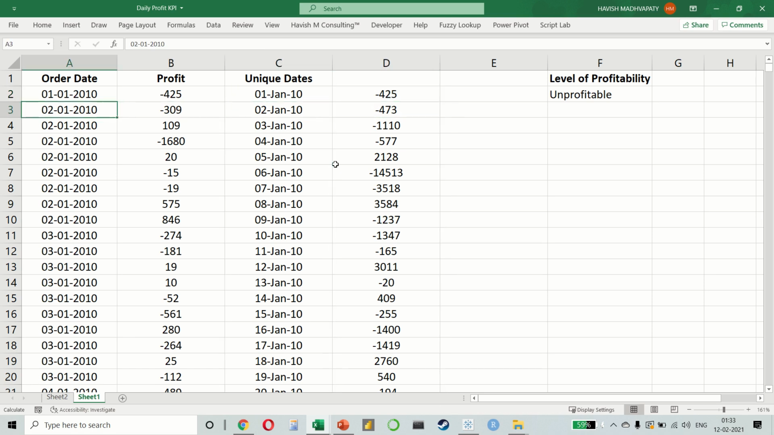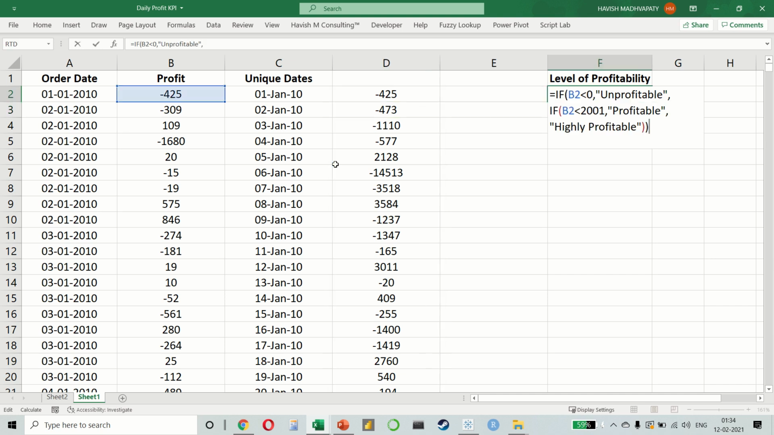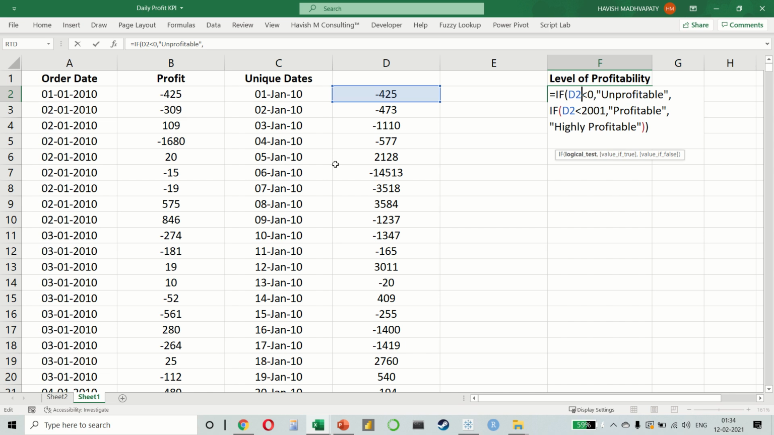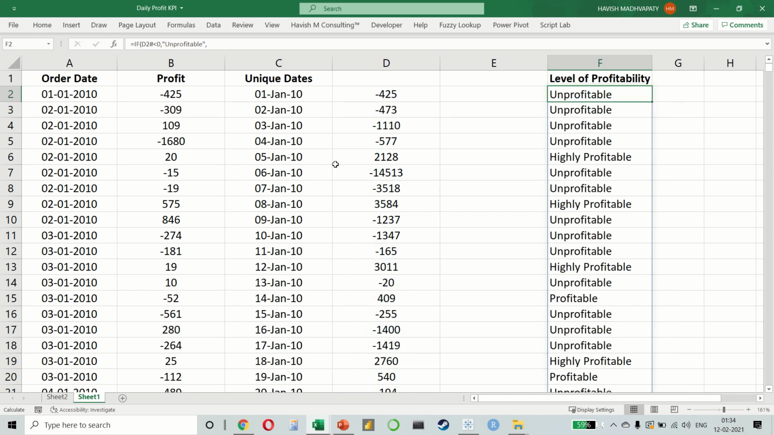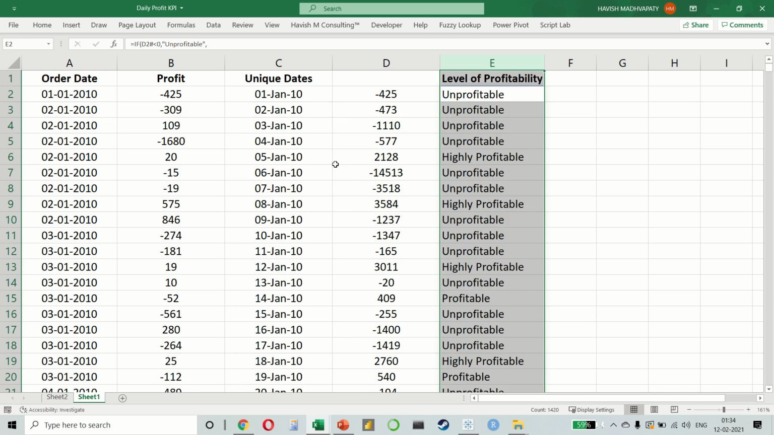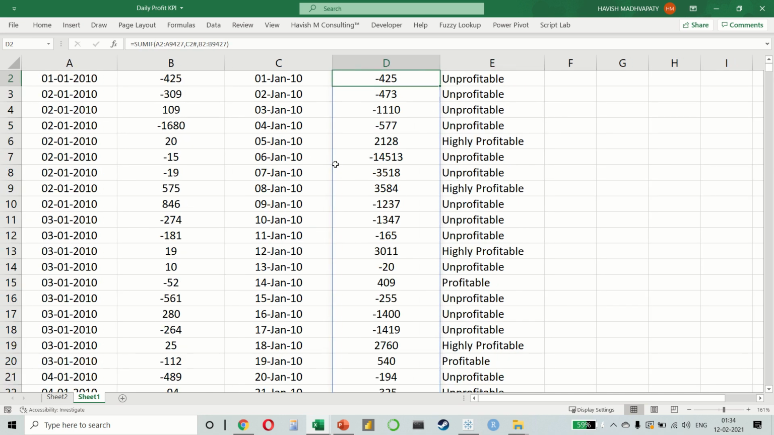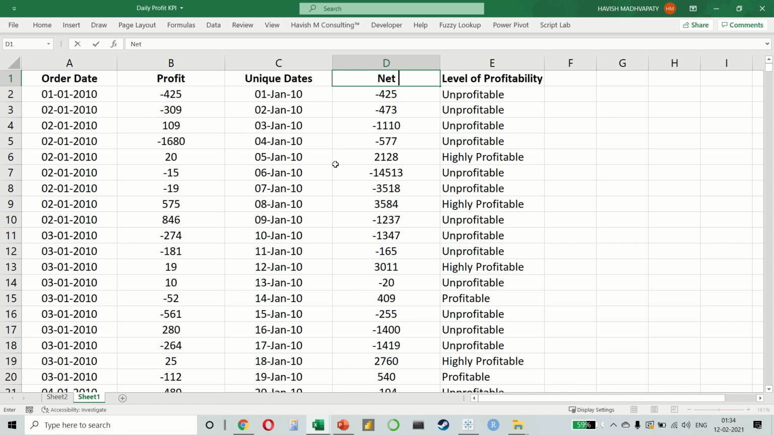That means on the 2nd of January we have 8 transactions, and overall there was a loss incurred of 473. And now this formula can be written for D2 like this. We can also make it D2 hash, and that tells us how many of these individual dates have been profitable and unprofitable. So let me call this net profit loss.